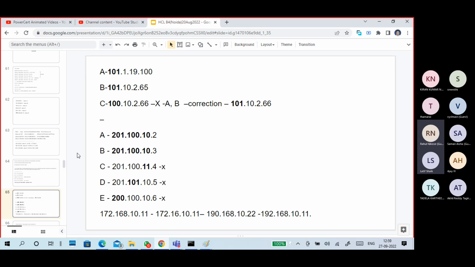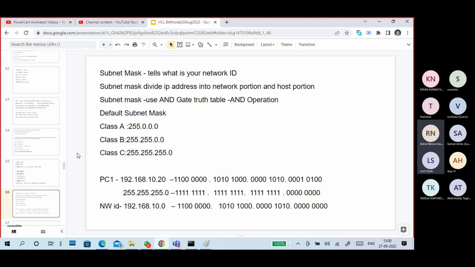Why? Because their network IDs, their network portions, are different. If at least one of the network portions is different, it may not be all the network portions, but one of the network portions is different, so compulsorily check it.